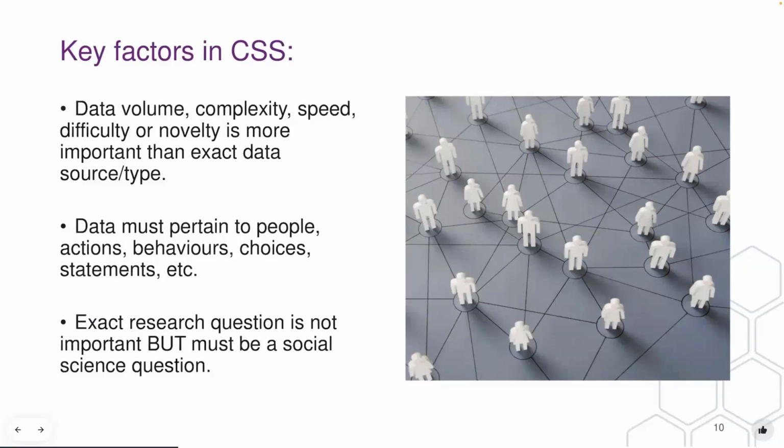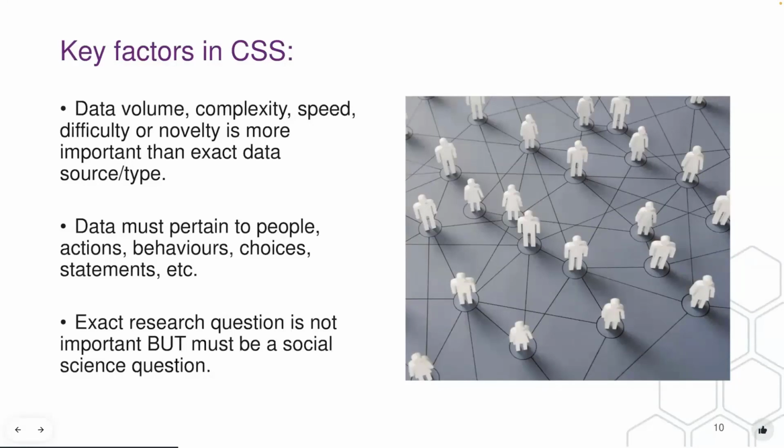Additionally, another key factor, like I've mentioned before, is that, with a computational social science project, the data must pertain to people, actions, behaviors, choices, and statements. That's the key social science ingredients that we need.